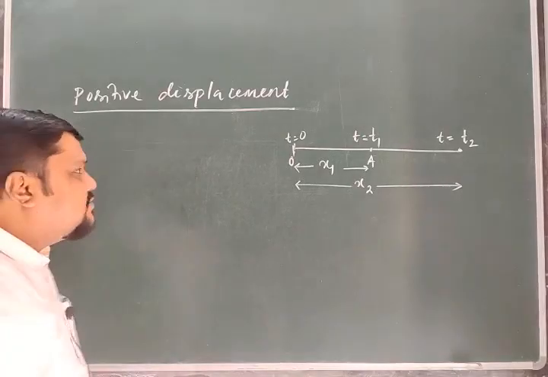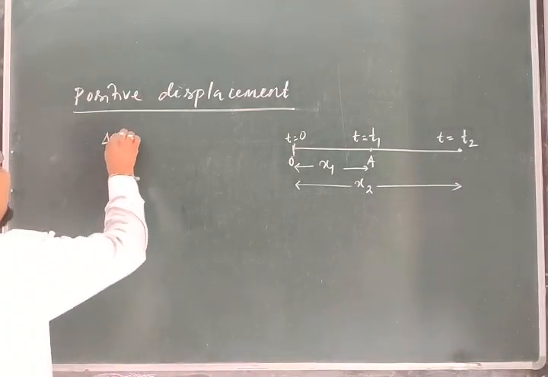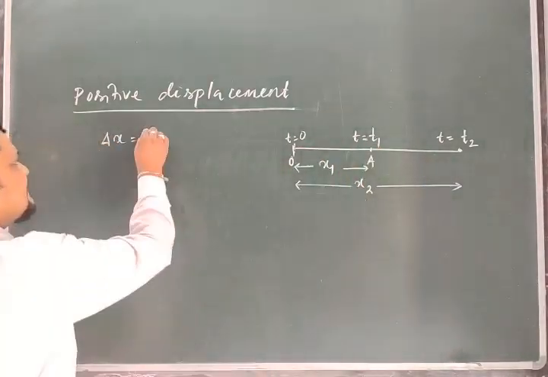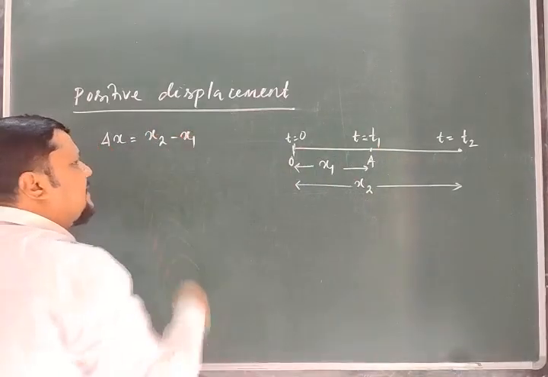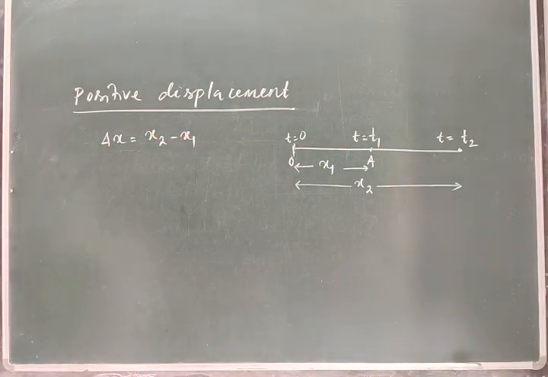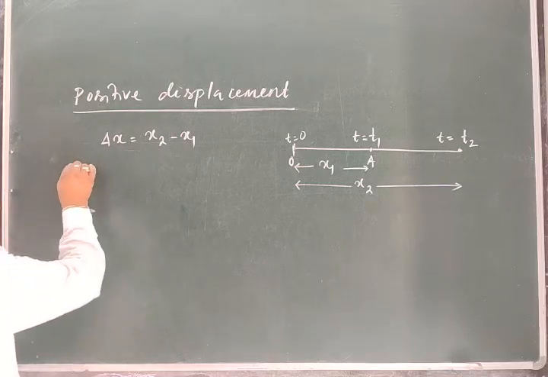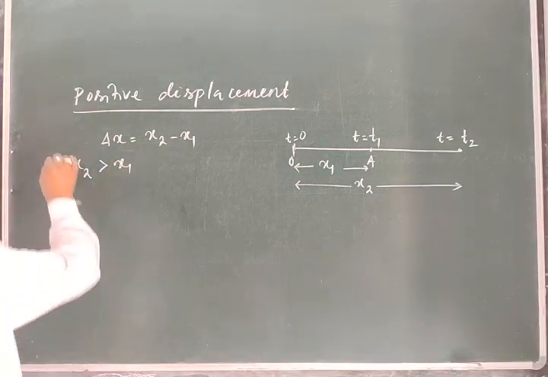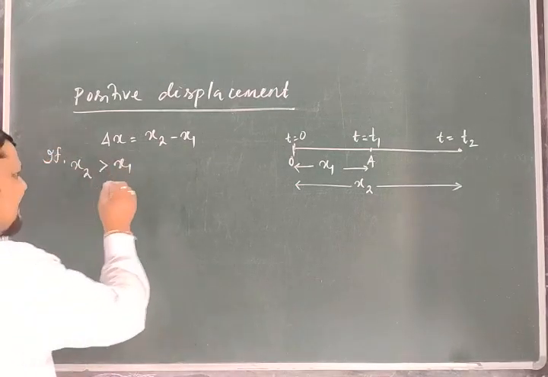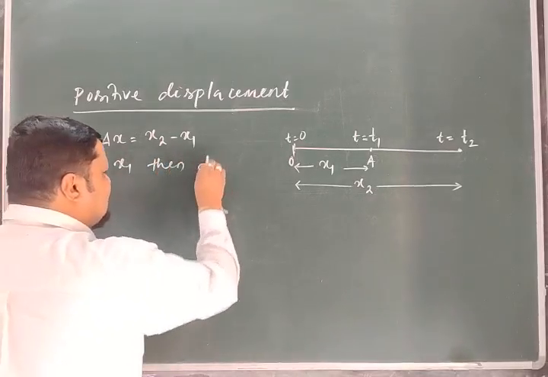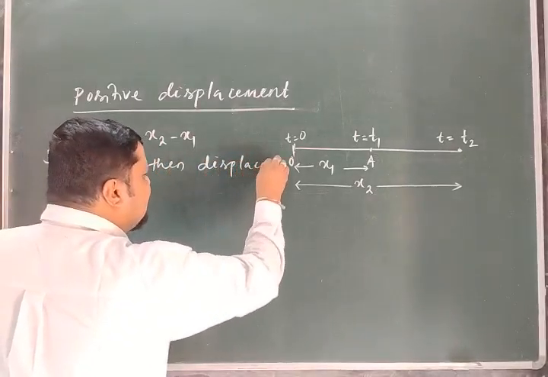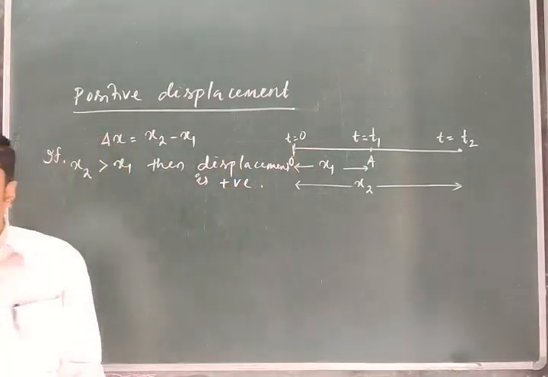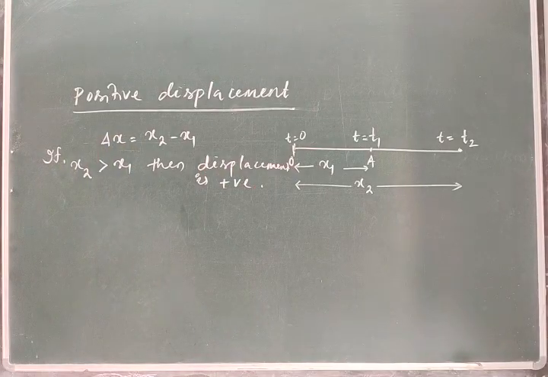Okay. So now, as you know, the displacement delta x between the time interval t1 to t2 is equal to x2 minus x1. So positive displacement means x2 must be greater than x1. If x2 is greater than x1, then the displacement is positive. Is that clear? So this is about the positive displacement.